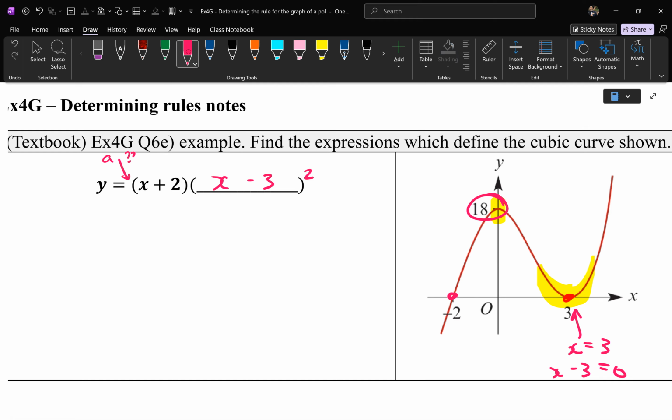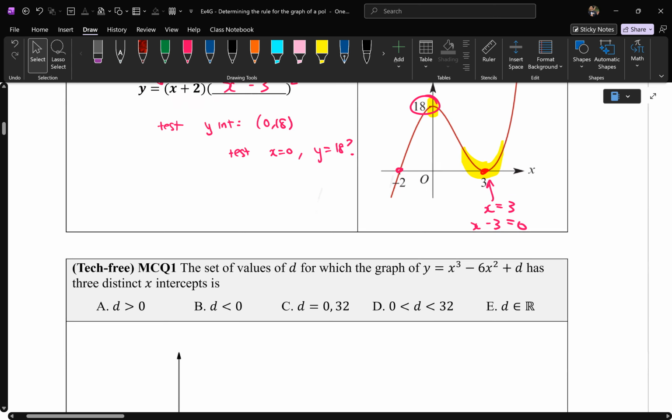Is there a dilation factor? How do you test? Test the y-intercept. Because from the graph, we can see it's 0, 18. Test by substituting x equals 0. Does it equal 18? If it does, then that's your equation. Cool. That was one example.